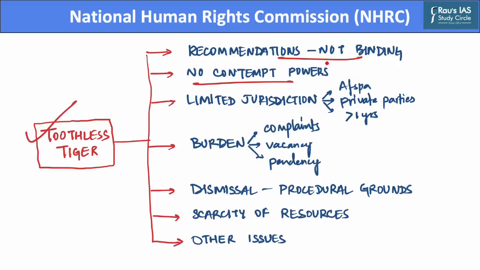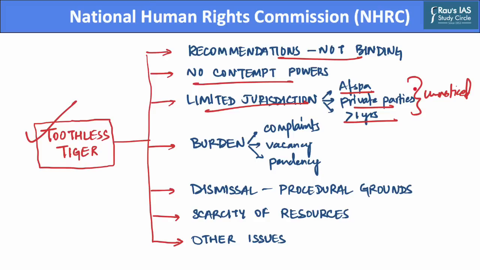Further, the NHRC suffers from limited jurisdiction. As per the Human Rights Act, it does not extend to areas which are under the Armed Forces Special Powers Act. Further, the Human Rights Act does not categorically empower the NHRC to act when the human rights violation takes place through private parties. Further, under the Human Rights Act, the Human Rights Commission cannot investigate an event if the complaint has been made more than 1 year after the incident has taken place. Therefore, a large number of genuine grievances go unnoticed.